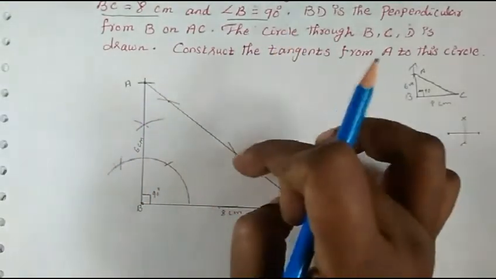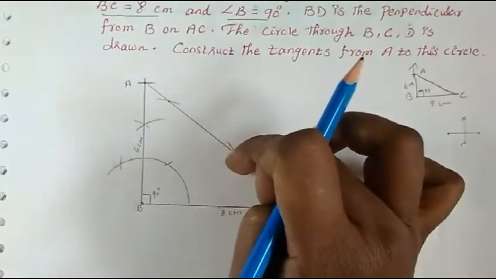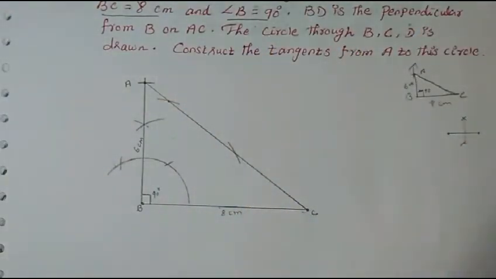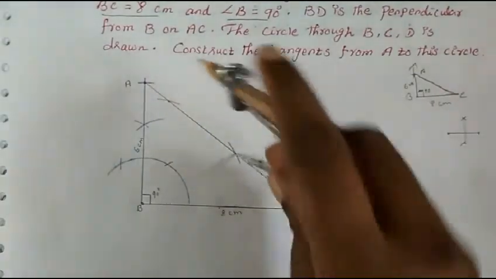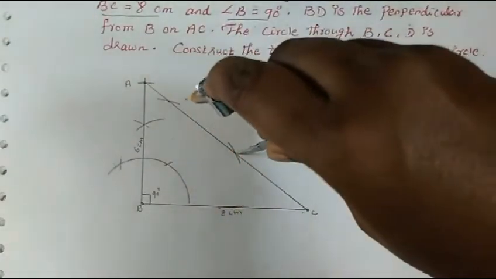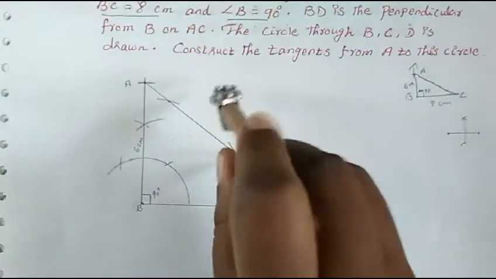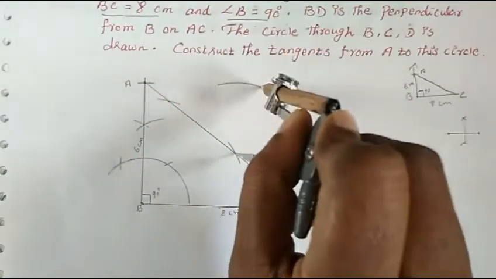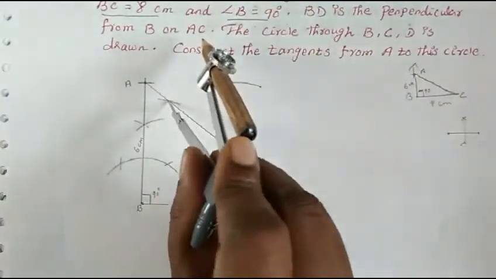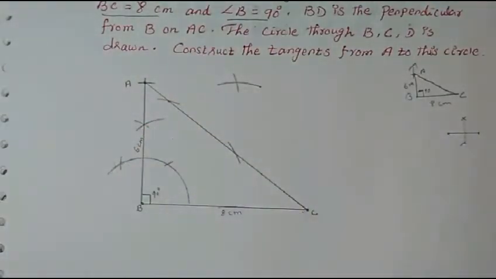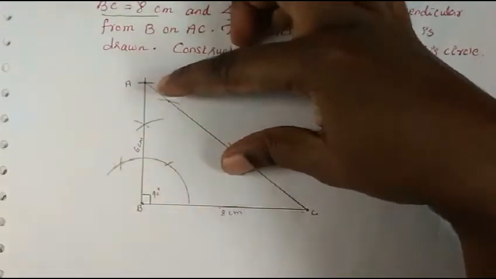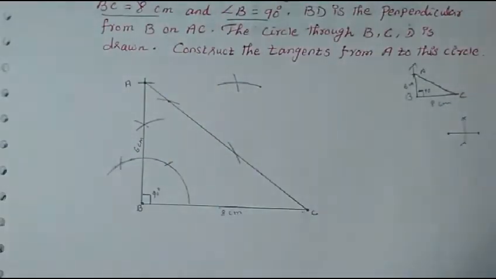So keep these two points, and from these two points make a center here, taking more than half of this. So now we have the centers at these two points. Now when you draw, you'll get the perpendicular from B.